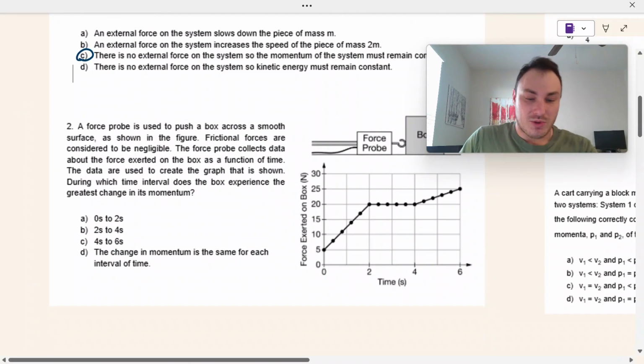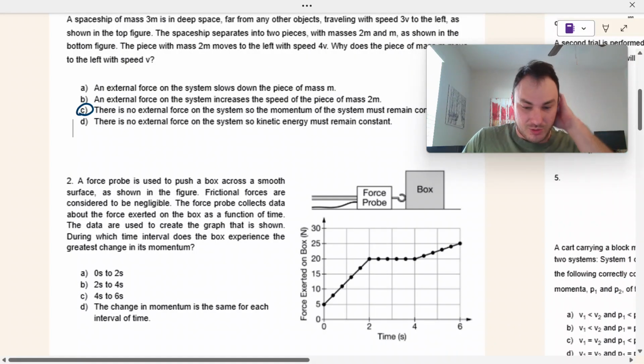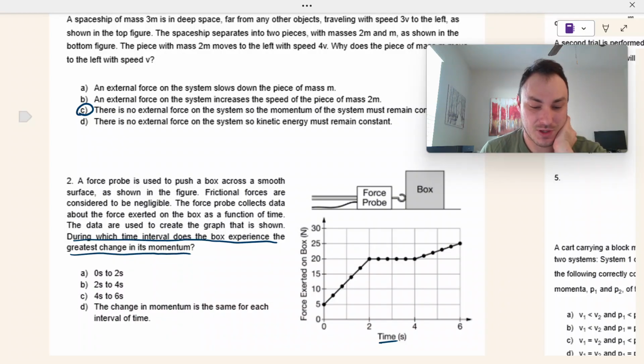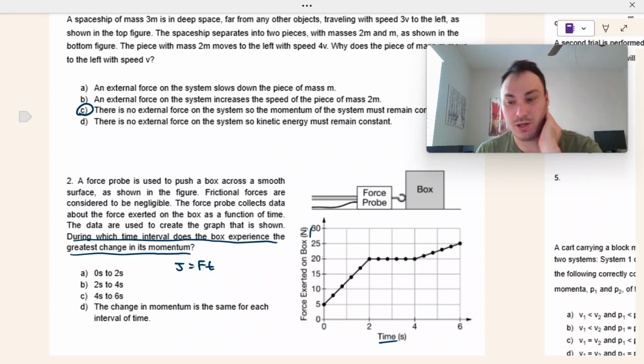A force probe is used to push a box, so we have a force probe pushing a box, and it looks like we have a graph of the force exerted versus the time of the box. During which time interval does the box experience the greatest change in momentum? Change in momentum is impulse, and impulse is equal to force times time. So we are given a graph of force versus time, so we're looking for the area under the curve. Which section has the largest area under the curve?